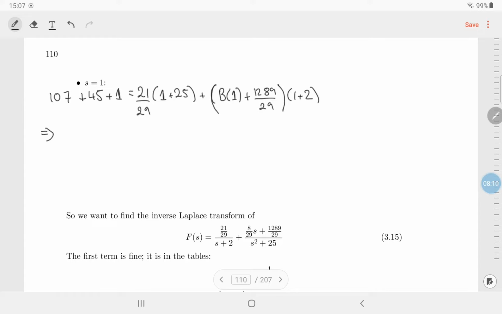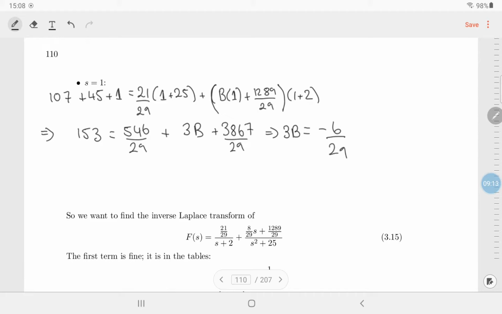So I'm going to do some calculator stuff. Say 107 plus 45 plus 1 is 153. And the next term, 21 over 29 times 26 is giving me 546 over 29 plus. I should probably just multiply this thing out. So the thing on the right is 1 plus 2 is 3 by b is 3b. And the other thing, 1289 by 3 divided by 29 gives us, these numbers are nasty, 3867 divided by 29. Both of those fractions, I'll take away from both sides. So 3b is equal to 153 minus 546 over 29, and also minus 3867 over 29, which is giving me minus 6 over 29.